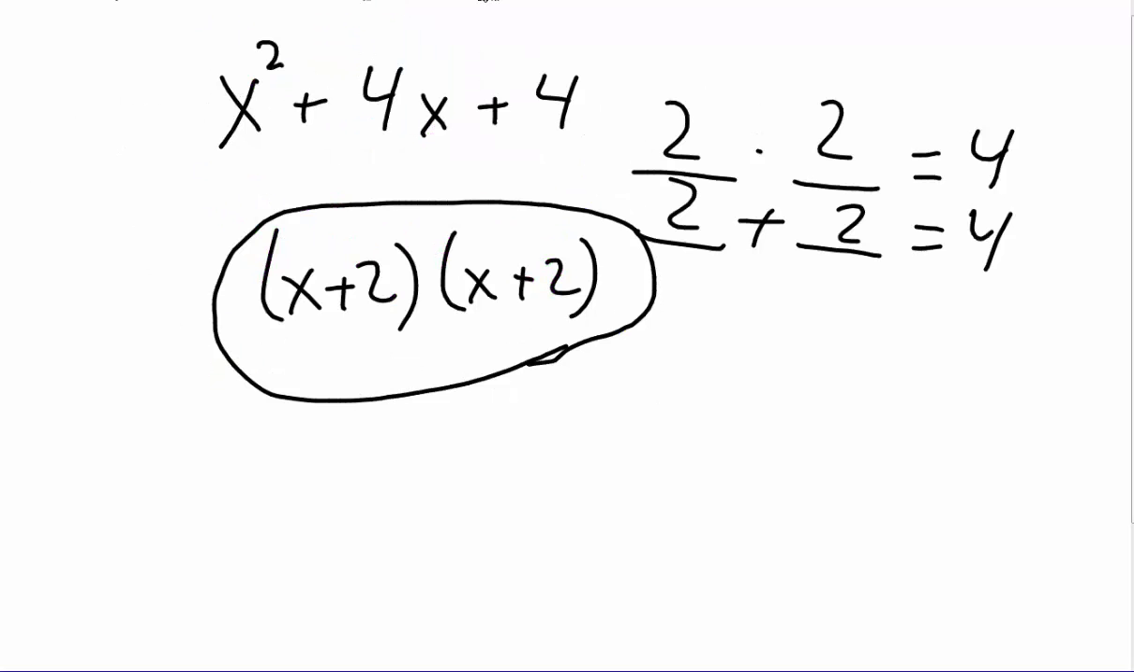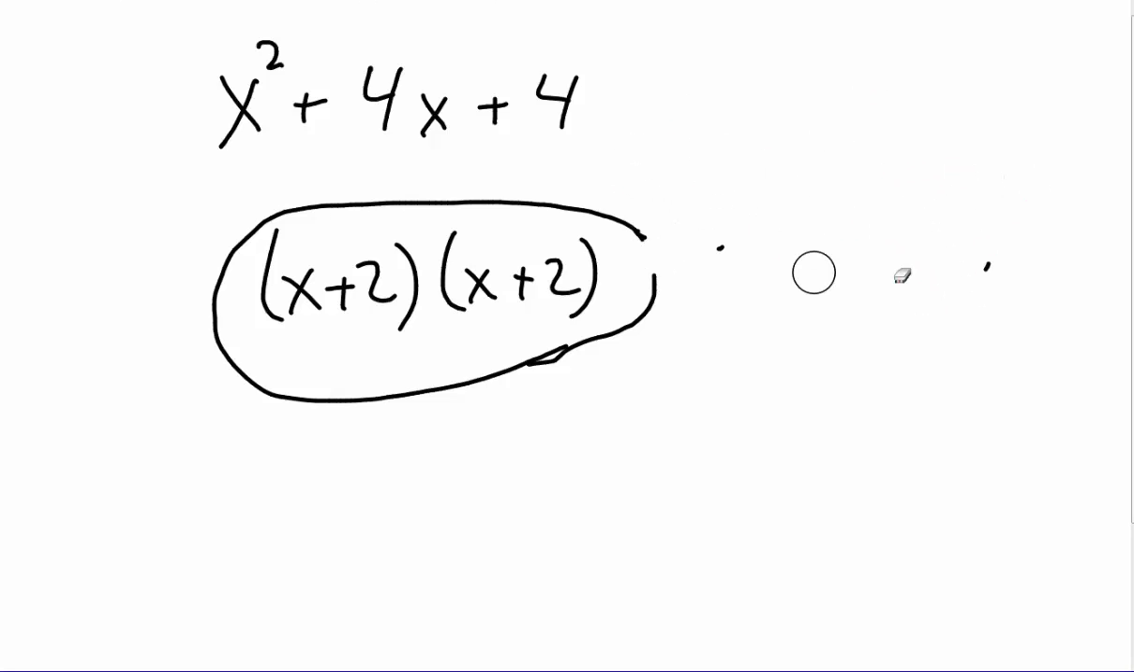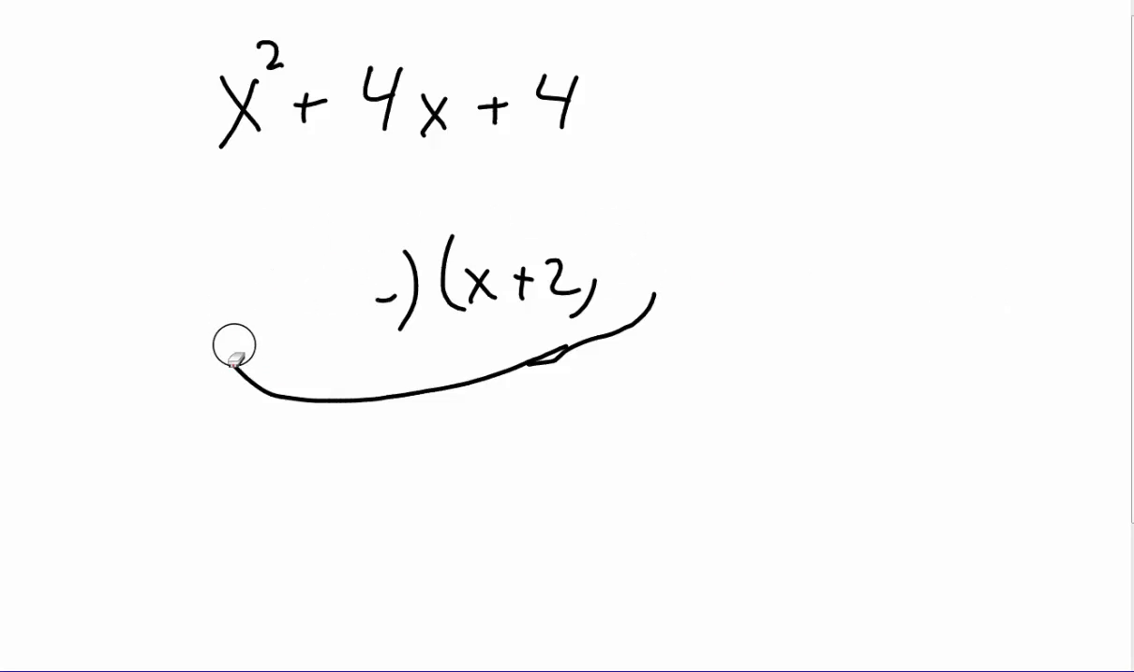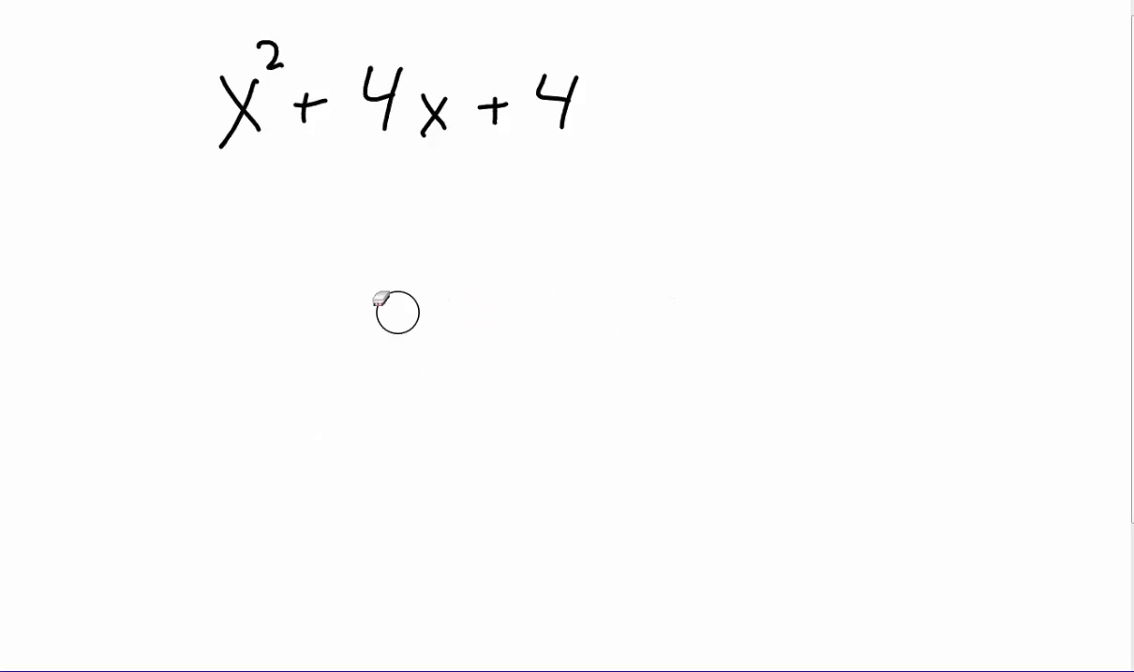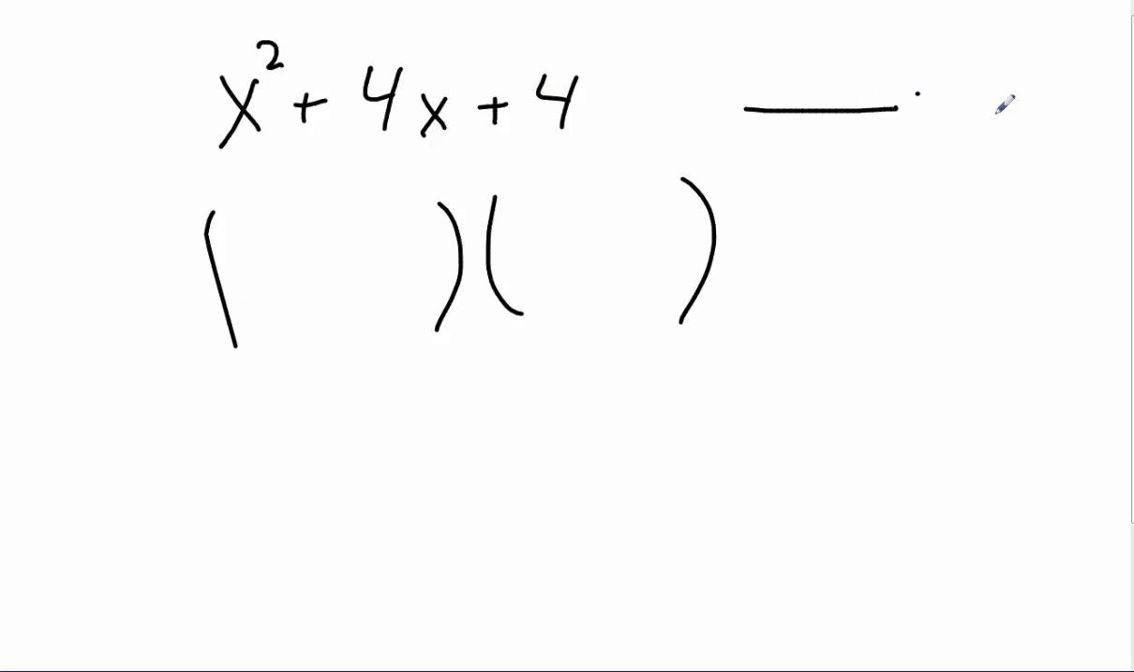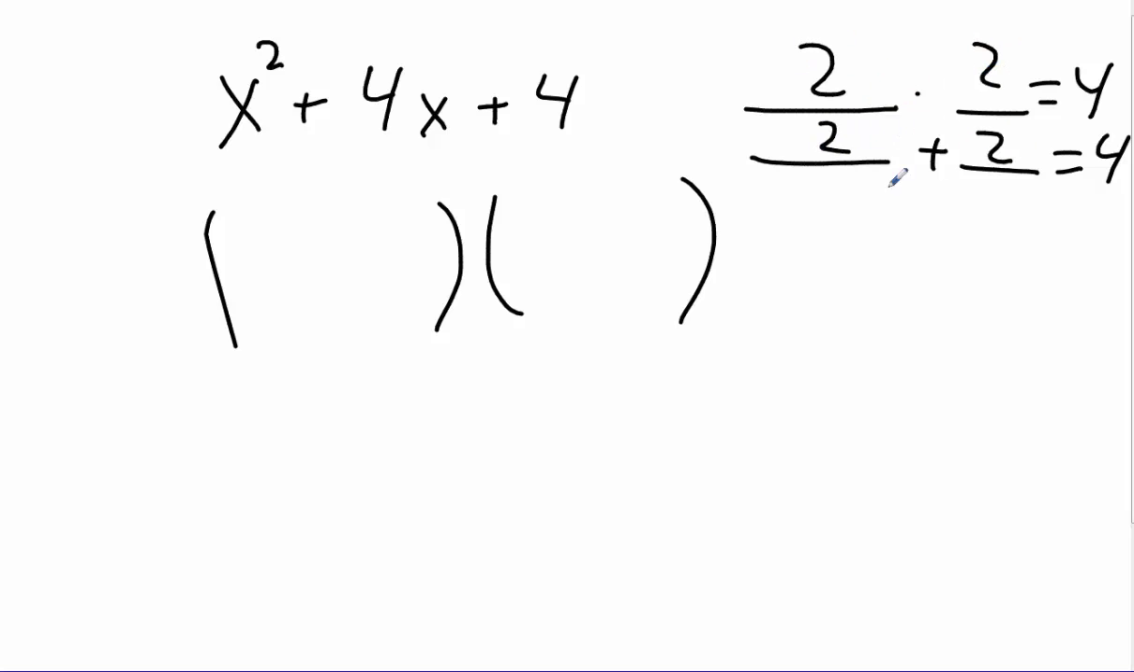So let's go to this problem. All right? So I already did this one, but I shouldn't have. So let's look. We're going to have x squared plus 4x plus 4. Okay, we need to factor it. So, like on the last problem, we need to find two numbers that are going to multiply to the last term and add to the middle. 2 and 2 give us 4.